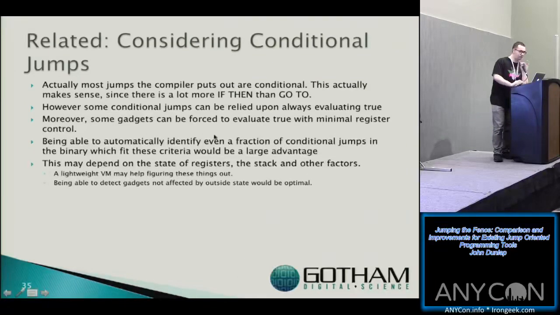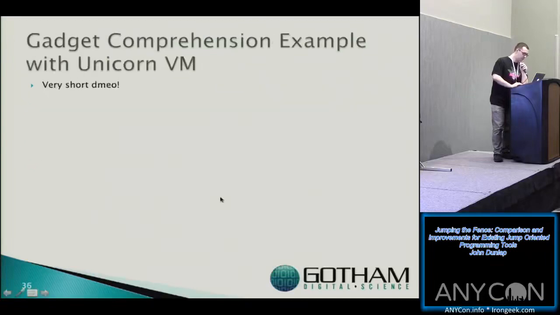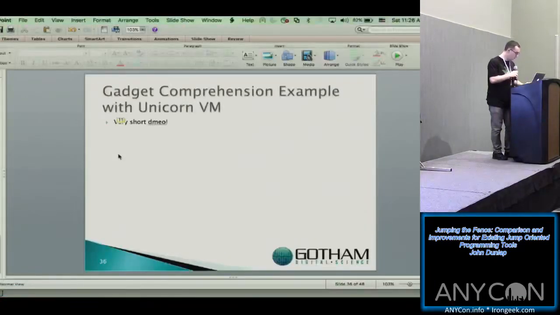So even if we can find a small fraction of conditional jumps that we can prove are controllable in our exploit, this is going to make this much more tractable. So I'm going to show you part of the Unicorn VM-based tool I made.